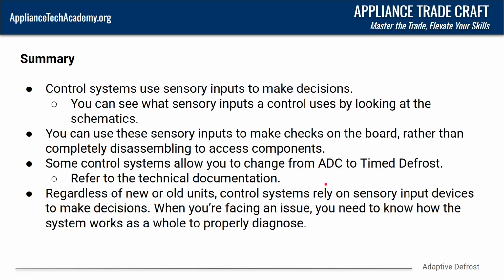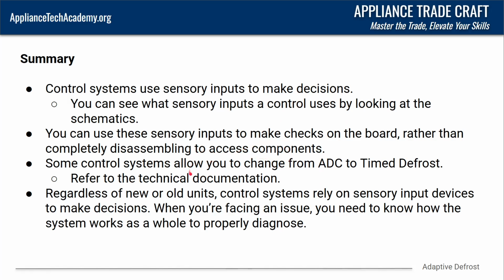So control systems use sensory input devices to make decisions. You can see what sensory inputs a control uses by looking over the schematics, and oftentimes in the technical documentation, if you actually take the time to read through it, like the service manuals, they'll tell you most of the time. You can use these sensory inputs to make checks on the control board rather than completely disassembling to access the components.